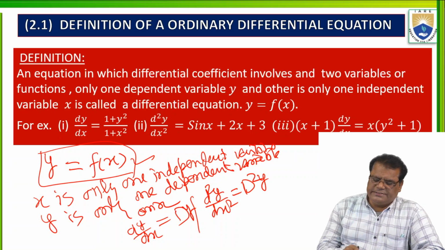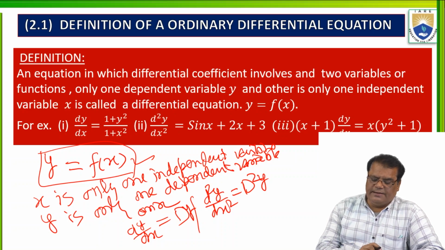Here we are given several examples of ordinary differential equations. dy dx equal to 1 plus y square upon 1 plus x square. This is the first example. And the second example is d2y over dx2 equal to sin x plus 2x plus 3. The third example is x plus 1 dy dx equal to x into y square plus 1. So I have given three examples of ordinary differential equations.